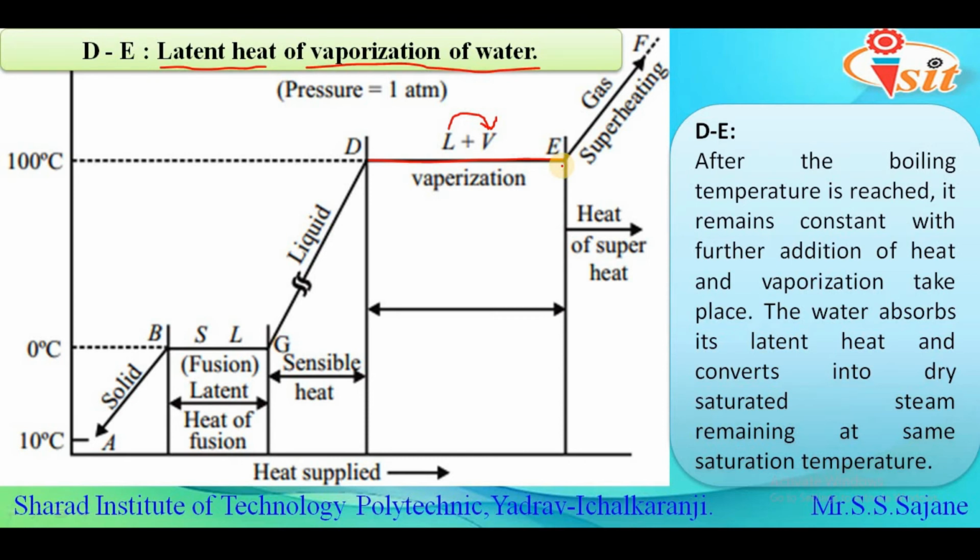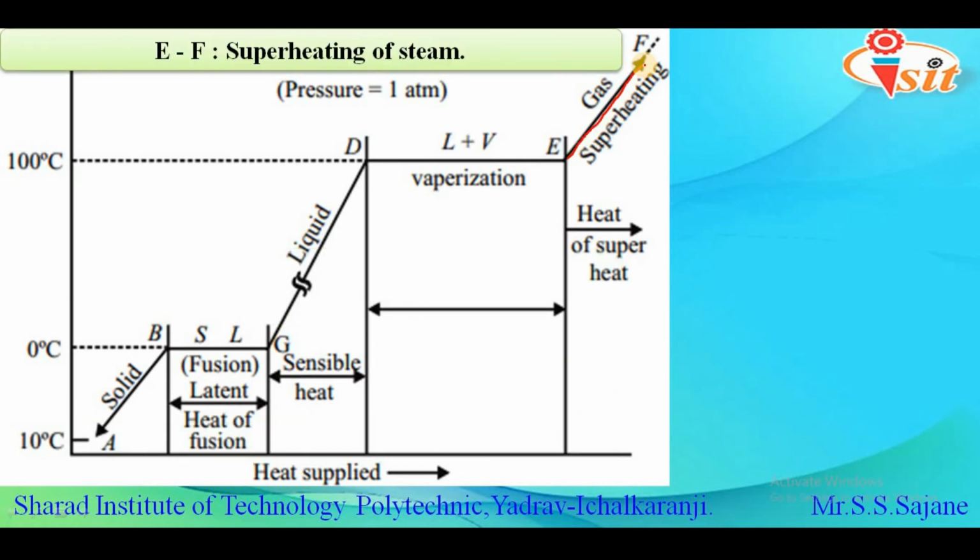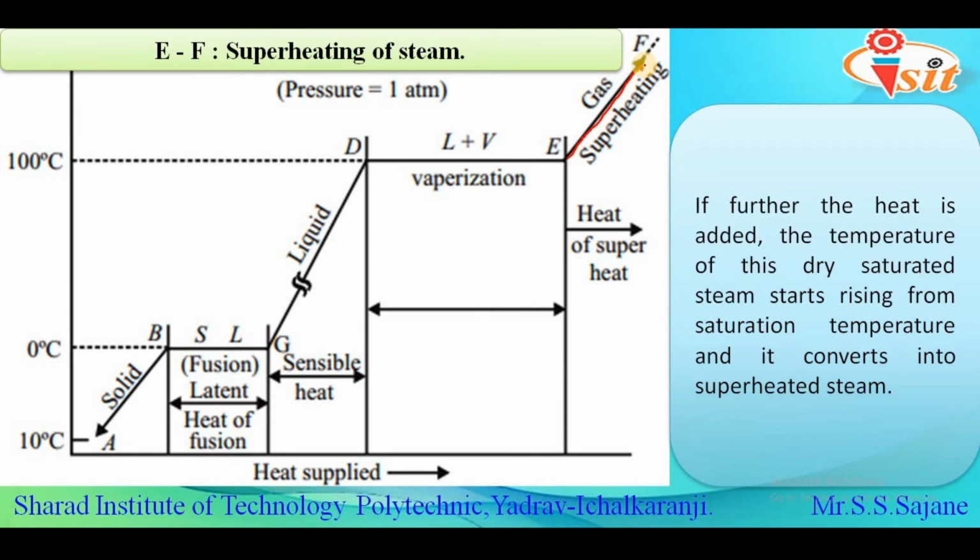Then, after this stage, we have one more last stage, which is represented by line E to F, and this is called superheating of steam. At point E, steam is present in its dry saturated state. It does not contain any moisture, as all the liquid is converted into steam. So if further heat is added to the steam, then there will be an increase in temperature of the steam, and this process is called superheating. In short, superheating is defined as heating of steam above its saturation temperature.